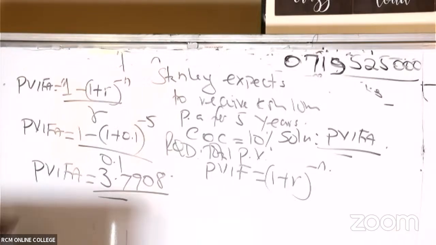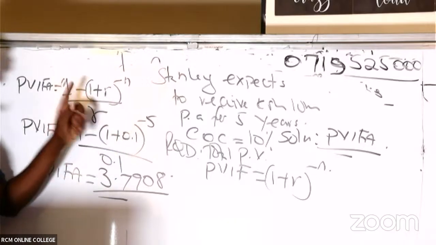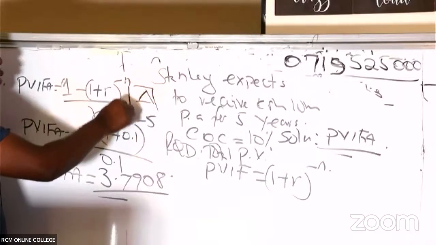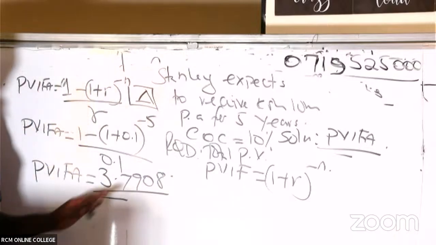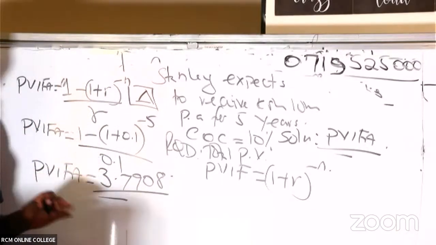3.7908. How did I get this? I took 1 minus 1.1. Then ensure that you know how to raise like this. So you raise to negative 5, and then you say equals first. Once you say equals, you are able to get the numerator. Whatever answer you get, you say divided by 0.1.